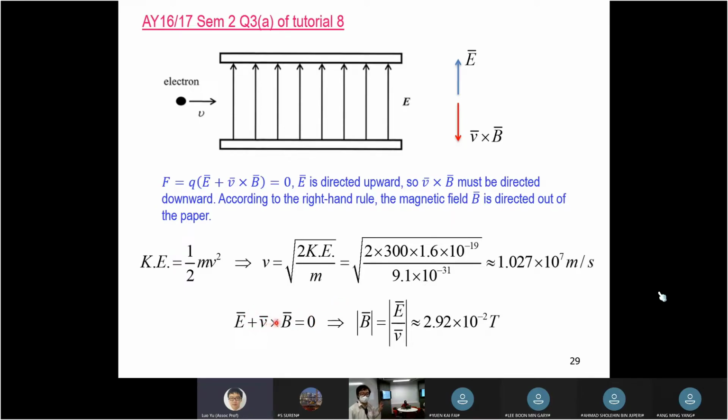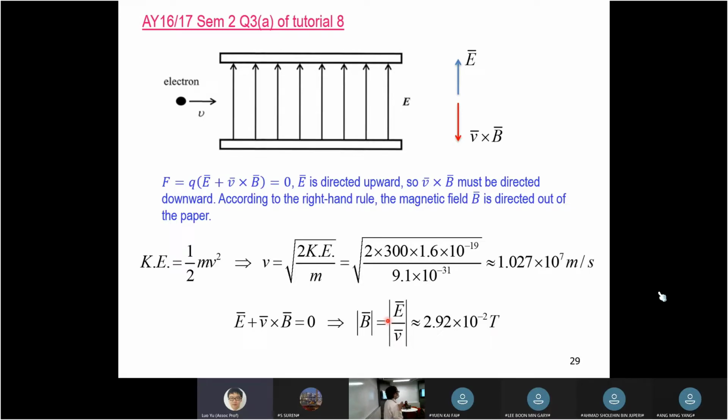E plus V cross B equal to 0. This is in the vector form. In the scalar form, it's always V equal to E divided by B. So in the scalar form, the magnitude of E is equal to the velocity times the magnitude of B. That is what I'm doing. This is an important conclusion. I hope every one of you will remember this. This formula will not be provided in your formula sheet.